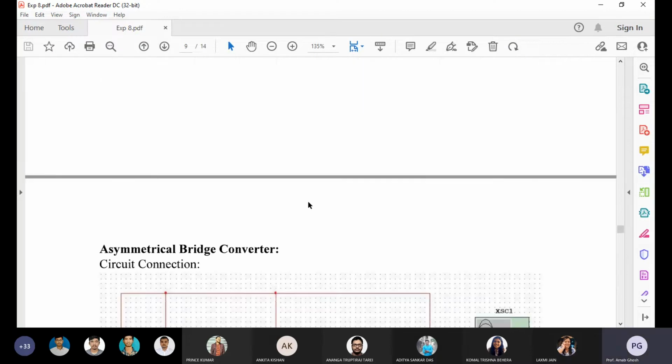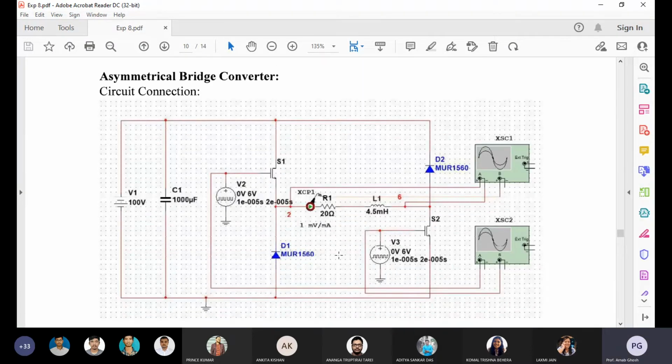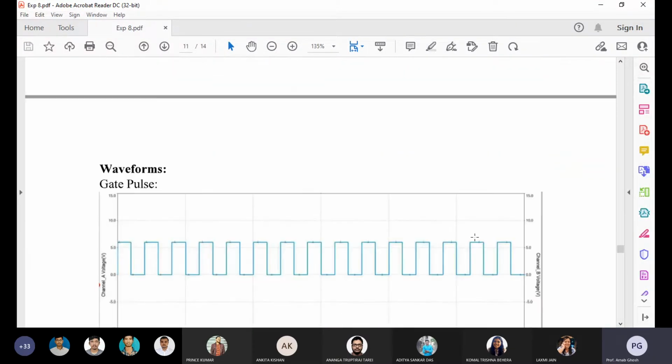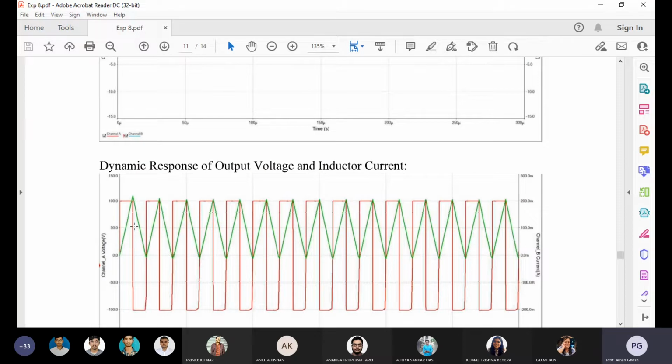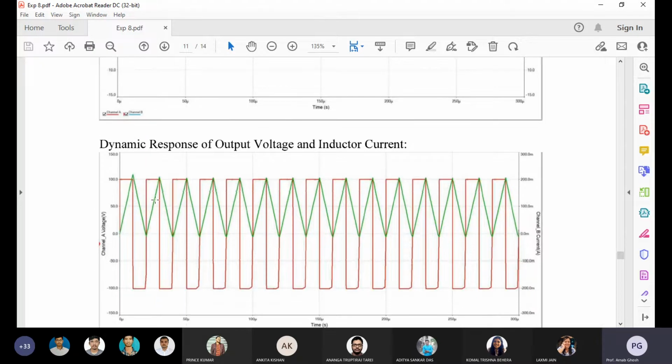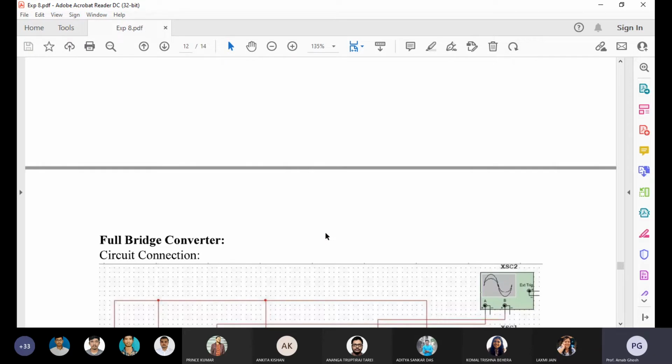This is for the half bridge, asymmetrical half bridge. You can also say asymmetrical bridge. In the asymmetrical bridge, two control switches are there, and their responses, how the current and voltage waveform from the gate pulse will look like. This is the gate pulse. Then dynamic response means the voltage waveform. Voltage is varying from plus 100 to minus 100, and current is always in the positive direction. So okay, triangular one.